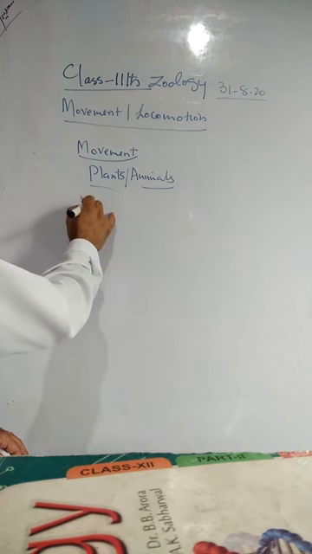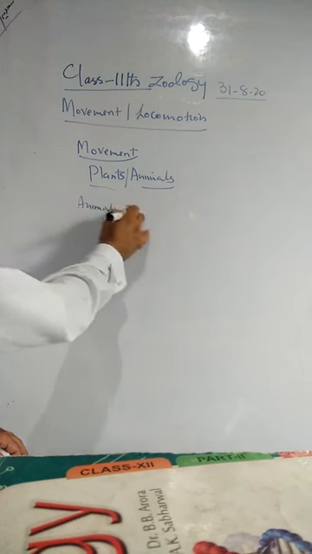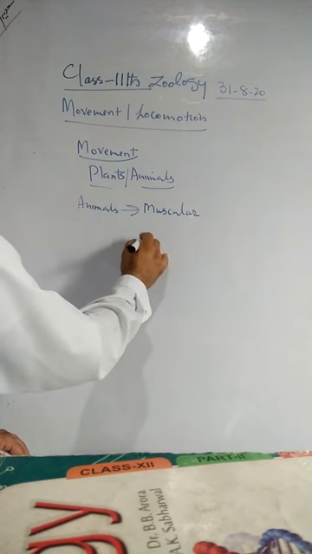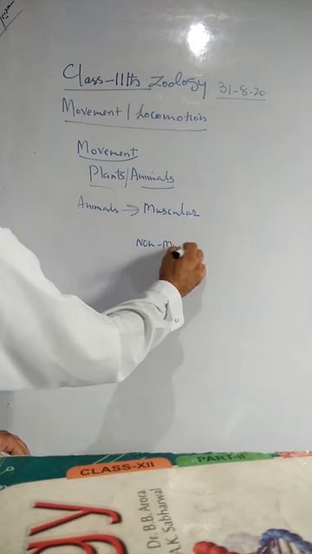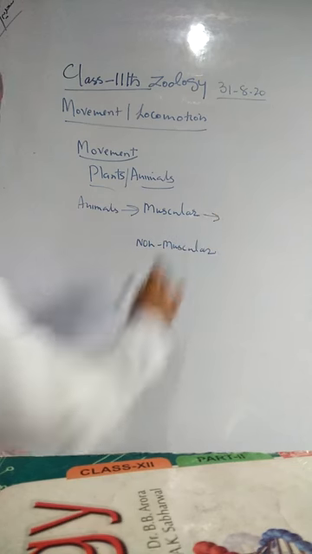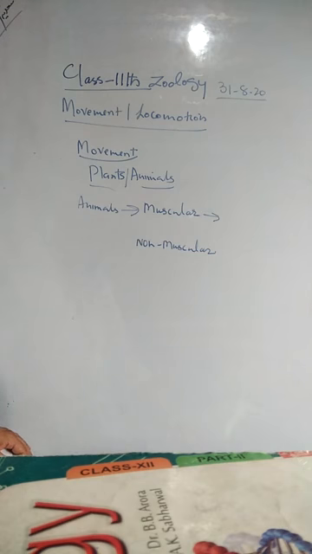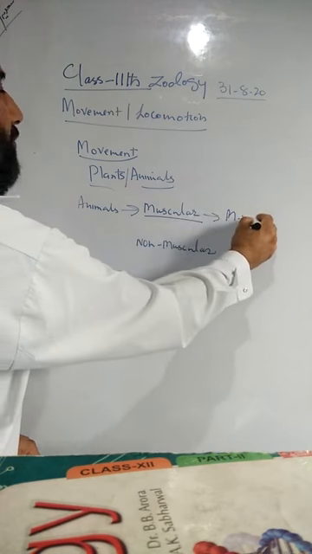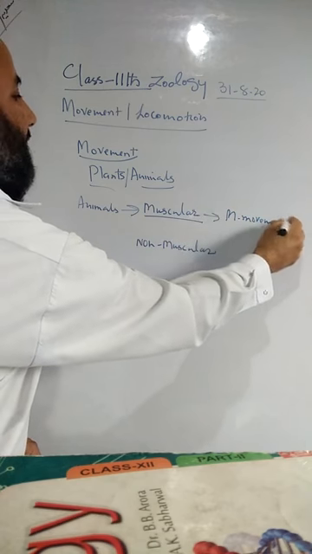So far as the animals are concerned, there are two types of movements. Number one is muscular movement and another is non-muscular movement. So far as the muscular movements are concerned, those movements are specially related to muscles and the skeletal system, that we call the muscular system. These movements are called muscular movements. This takes place in higher animals.